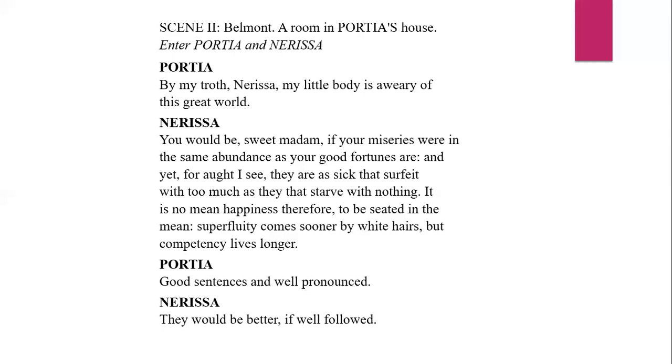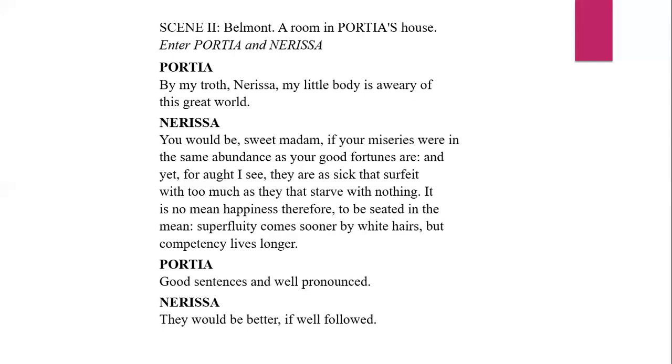Superfluity comes sooner by white hairs. So according to Nerissa, one who has too much will become old very fast. That means grows white head fast. That means become sick and unhealthy very fast. But competency lives longer. That means one who has got just enough, just to live, lives longer.